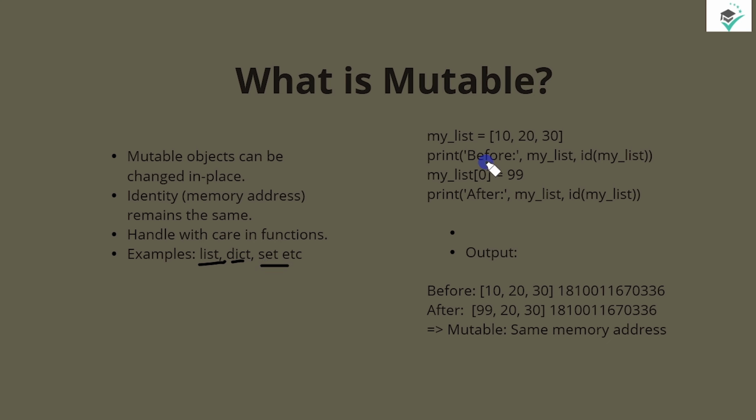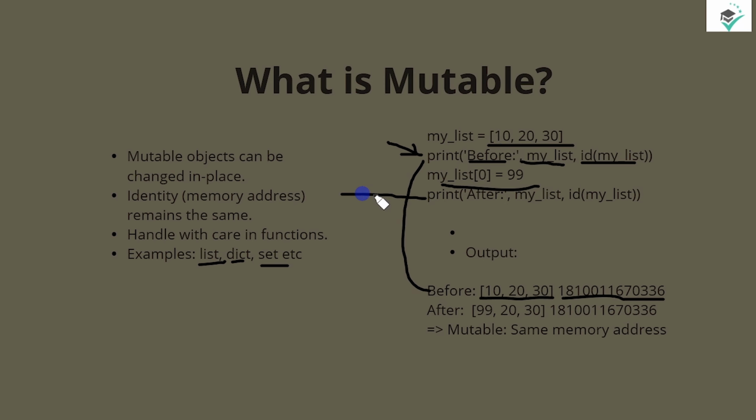Let us take a simple example. my_list equals 10, 20, 30. I am creating a list variable with values 10, 20, and 30. I am printing before, my_list and the id of my_list. So it is going to print the value of the list and the location where it is residing in memory. Now I am changing a value in the list at an existing index position: my_list[0] equals 99. So the value 10 will be overwritten with the new value 99.